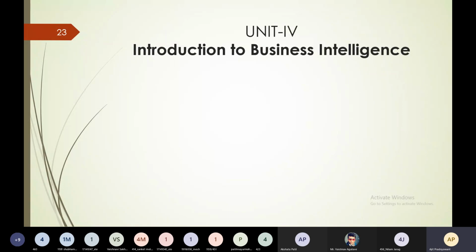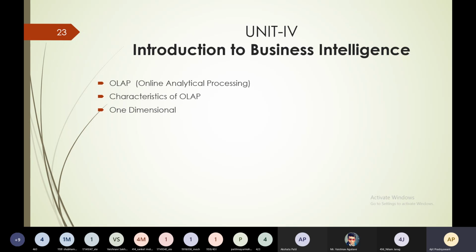Lecture 4 is Introduction to Business Intelligence. In today's session, we are going to learn about OLAP, that is Online Analytical Processing. After understanding OLAP, we are going to learn about the characteristics of OLAP. And there are the different dimensions of OLAP: one-dimensional, two-dimensional, three-dimensional. And then we are going to learn about the advantages of an OLAP system.